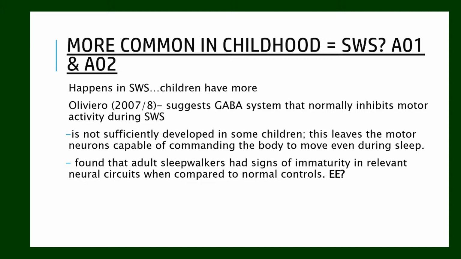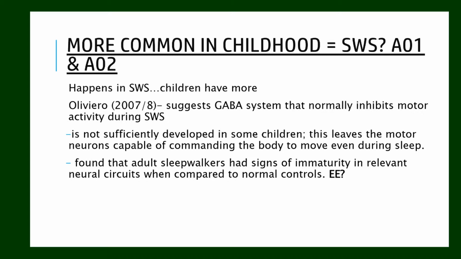Now, is this the best explanation? Because it's linking back to statistics, it could also be a response to genetic influence. Those 20% of children may have had parents who were sleepwalkers themselves, which would make them 10 times more likely to be sleepwalkers. But as they reached adulthood, their GABA system matured as a result.